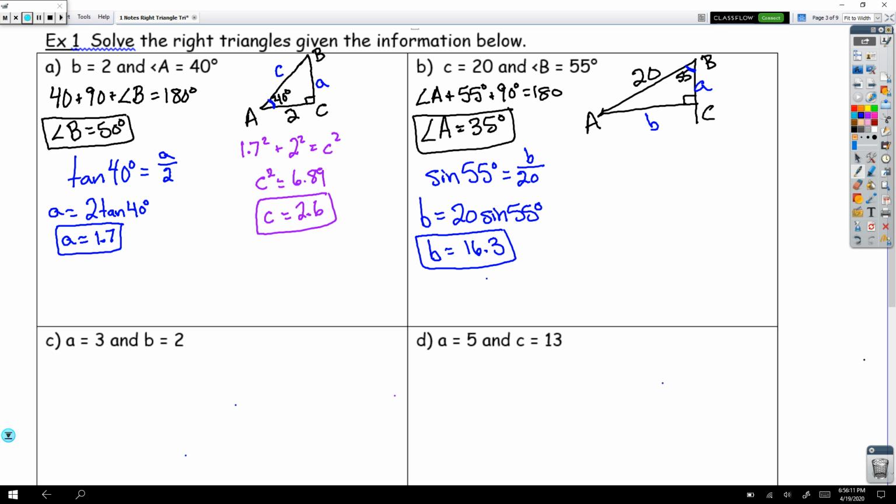Now, if these had units, you would have to include the unit, but for these problems, you can see that there are no units, so we don't have to put inches or feet or anything like that, unless the problem states that in the beginning.